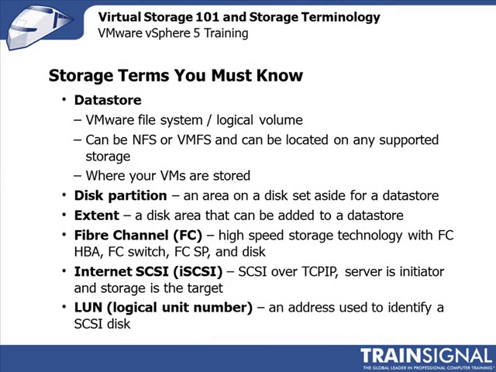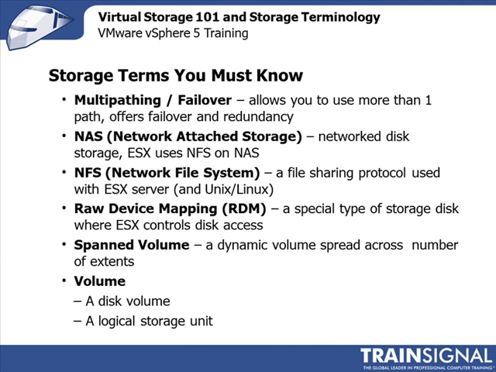Fiber Channel, otherwise known as FC, is a high-speed storage technology with Fiber Channel HBAs, Fiber Channel switches, otherwise known as the fabric, Fiber Channel storage processors, and disk. Internet SCSI, again, is SCSI over TCP/IP. Server is the initiator and storage is the target. LUN, logical unit number, is again a collection of physical disks that are logically grouped together and presented to a host.